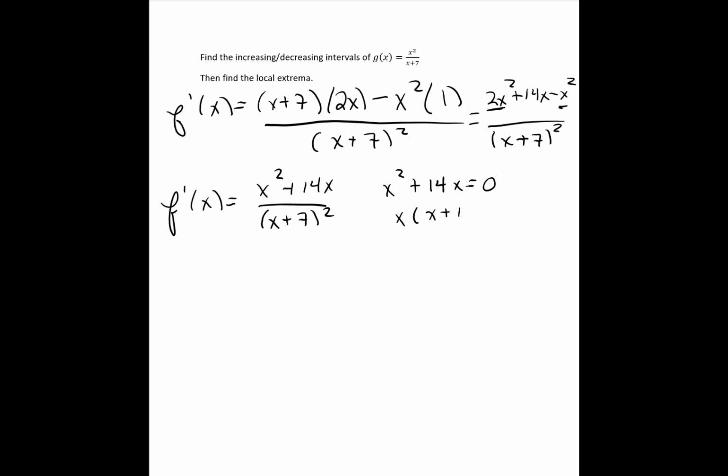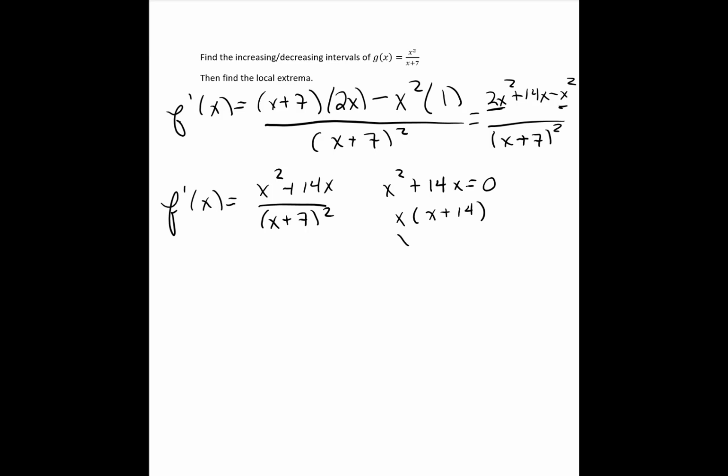The 2x squared minus x squared gives us (x squared plus 14x) over (x plus 7) squared. I'm going to take this and set it equal to 0. That means I want to take the numerator, x squared plus 14x, set it equal to 0. And x comes out, I have x plus 14.